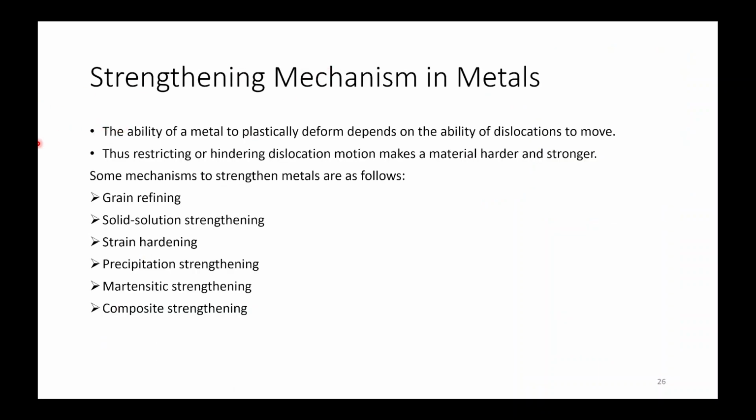Strengthening mechanisms in metals. The ability of a metal to plastically deform depends on the ability of dislocations to move. Thus, restricting or hindering dislocation motion makes a material harder and stronger. Some mechanisms to strengthen metals are as follows: grain refining, solid solution strengthening, strain hardening, precipitation strengthening, martensitic strengthening, and composite strengthening.